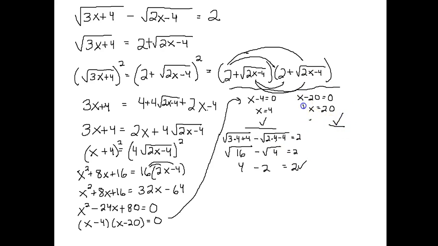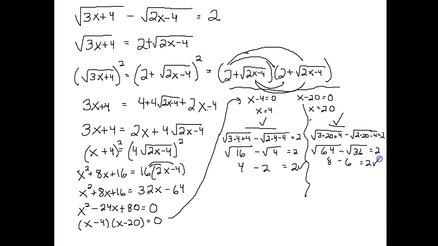Let's look at 20, see if that checks out. Square root of 3 times 20 plus 4 minus square root of 2 times 20 minus 4, and we need that to equal 2. So we've got 3 times 20 is 60 plus 4. Square root of 64 is 8. Minus, 2 times 20 is 40, minus 4 is 36. Minus square root of 36 is 6. 8 minus 6 is indeed 2.